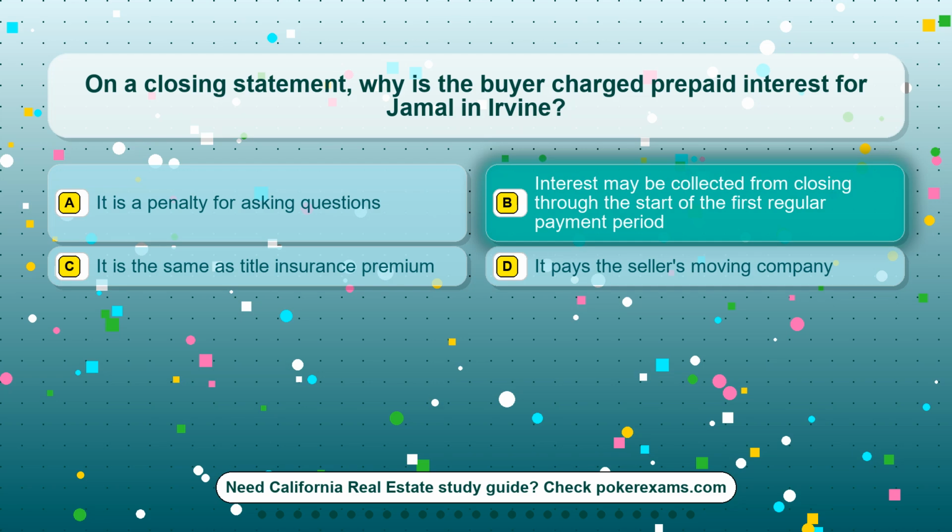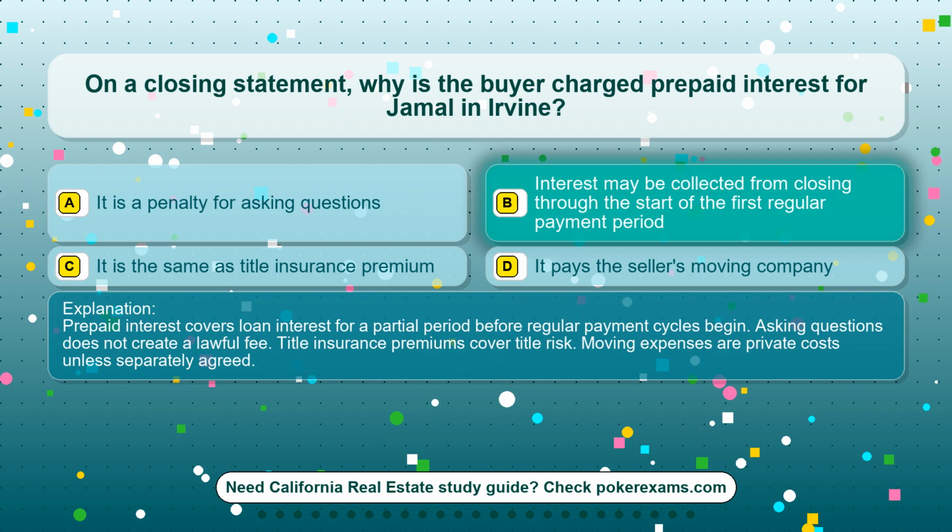The correct answer is option B. Interest may be collected from closing through the start of the first regular payment period. Prepaid interest covers loan interest for a partial period before regular payment cycles begin. Asking questions does not create a lawful fee. Title insurance premiums cover title risk. Moving expenses are private costs unless separately agreed.